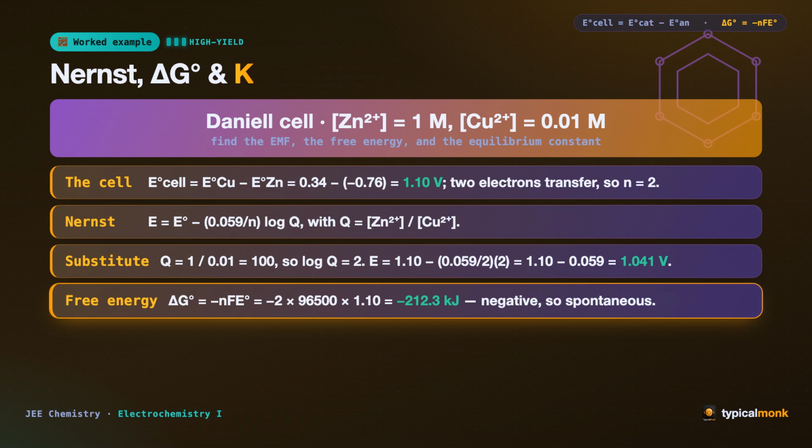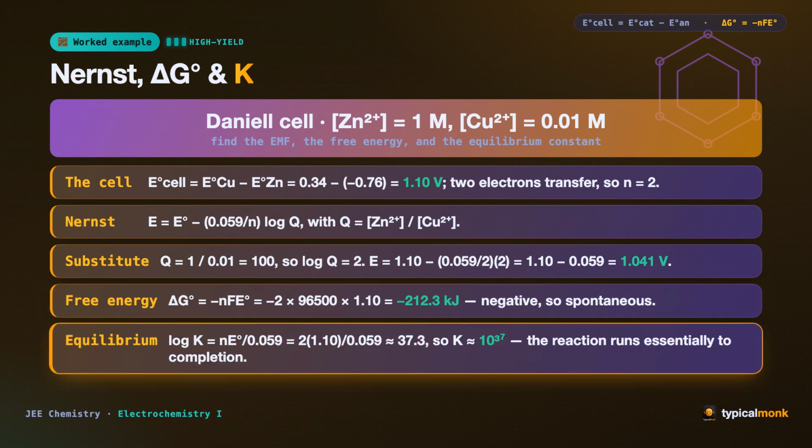The free energy, delta G standard equals minus nFE standard, minus 2 times 96,500 times 1.10, which is minus 212.3 kilojoules. It is negative, so the reaction is spontaneous. And the equilibrium constant, log K equals nE standard over 0.059, 2 times 1.10 over 0.059, about 37.3. So K is about 10 to the power 37. The reaction runs essentially to completion.